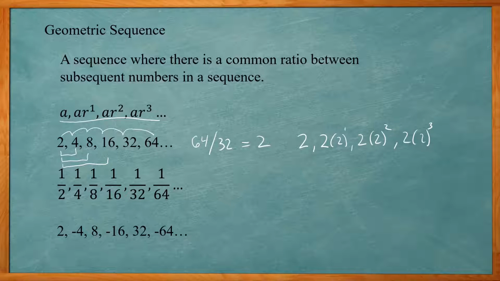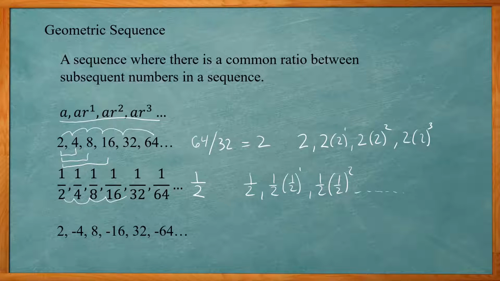Now your common ratio could also be a fraction. If we look here, we have 1/2, 1/4, 1/8, 1/16, 1/32, 1/64. We can see the bottom numbers are being multiplied by 2 each time. So our common ratio here is 1/2. We're multiplying by 1/2 each time. So here we basically have 1/2, and then 1/2 times 1/2 to the first power, and then 1/2 times 1/2 to the second power, and so on.